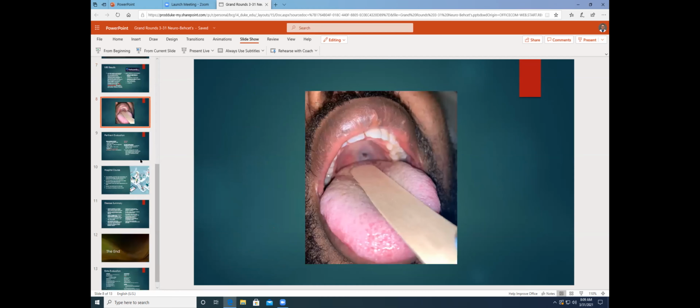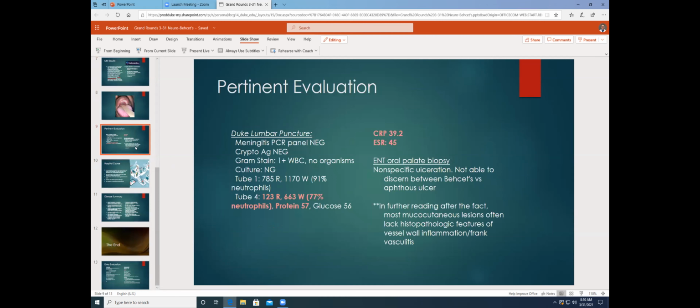But as we were examining him, we looked in the back of his mouth and he has these two giant aphthous ulcers. I'll note that this one is actually post biopsy on this side, but he had one here and one here. And so we said, interesting. So we ended up repeating a lot of workup for our own regard. Repeat lumbar puncture showed that he still had a neutrophilic predominant CSF. He had an elevated CRP and ESR. His biopsy of that site was more non-specific, unable to differentiate between Behçet's versus just regular aphthous ulcers. However, in my reading on Behçet's, it seems that for oral mucocutaneous lesions, it's hard to find those frank features of vessel inflammation that would be indicative of vasculitis.